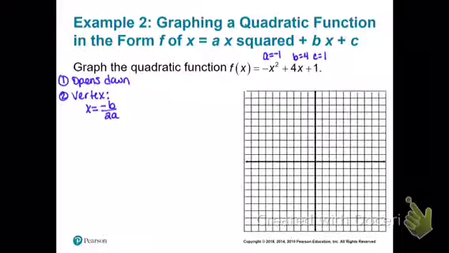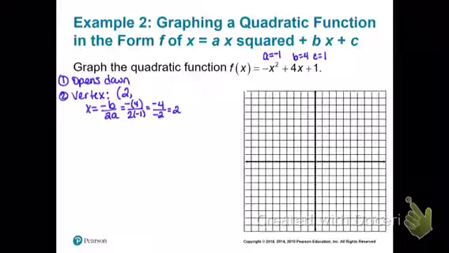All right, so let's plug that in. So we got negative, what was b? 4. Over 2 times, what's a? So what do we have on top? Over, what's on bottom? Which is 2. Good, positive 2. So my vertex is going to be 2 comma some number.